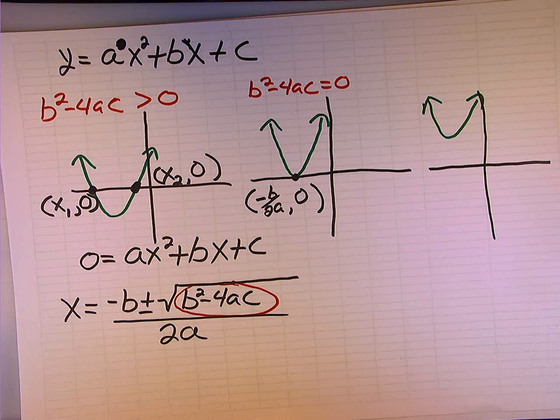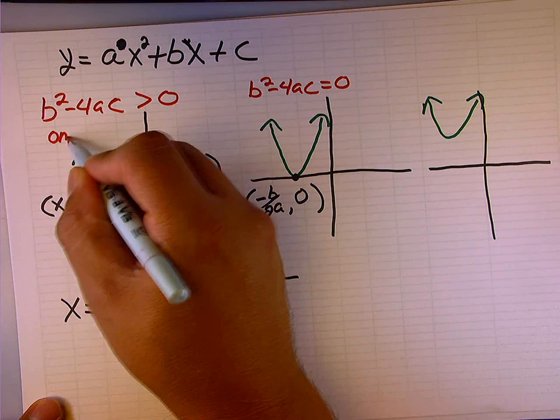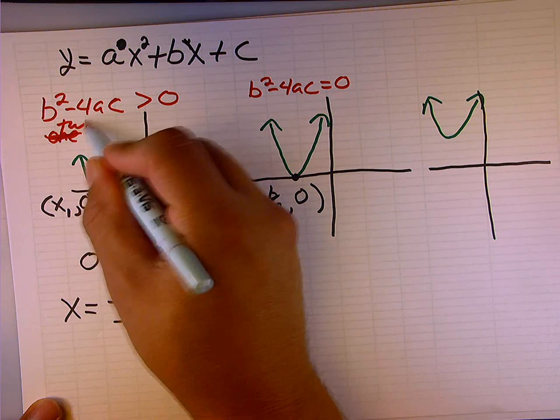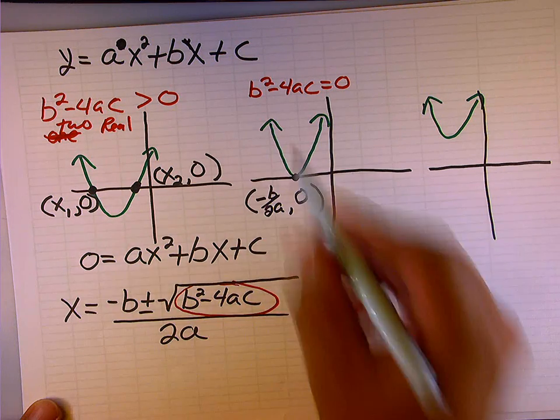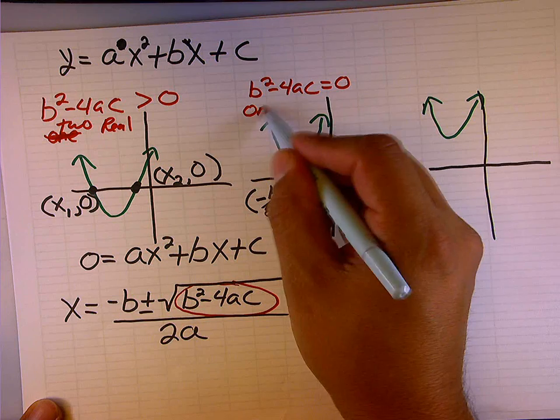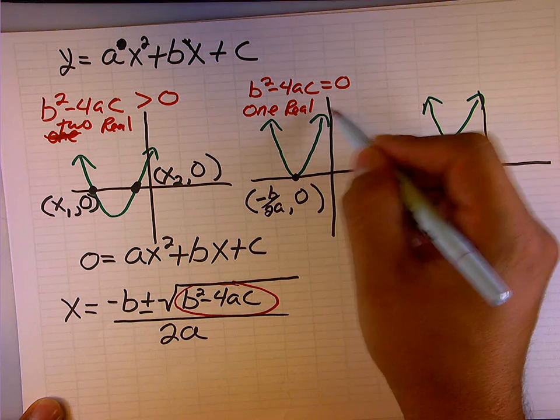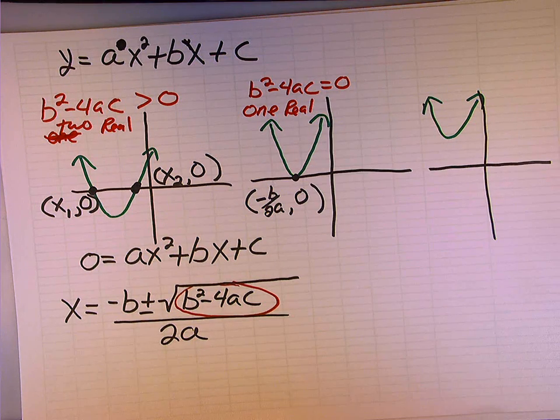So far, so good? So, in this case, I end up with two real solutions. Over here, I end up with one real solution. So, I have taken care of when the discriminant is positive. I've taken care of when the discriminant is 0. The only thing left is negative.